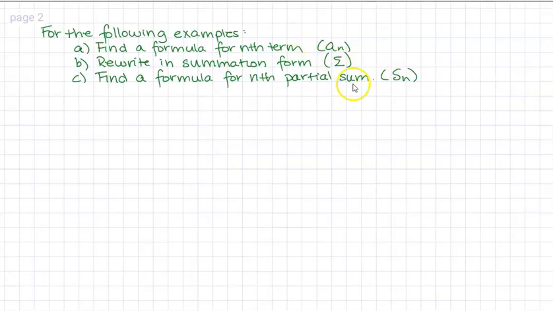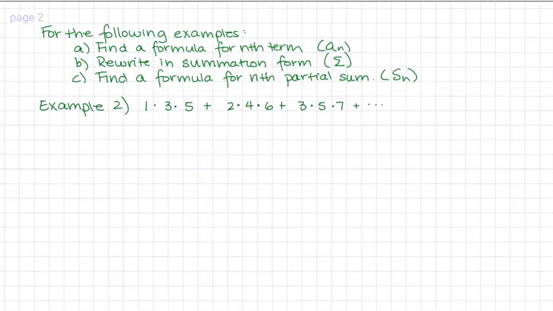So let's see how this goes. Here's our first example. Well, I guess it's really our second example, but our first example using these directions. So what if I gave you 1 times 3 times 5 plus 2 times 4 times 6 plus 3 times 5 times 7, plus, and we have to find a formula for a sub n?